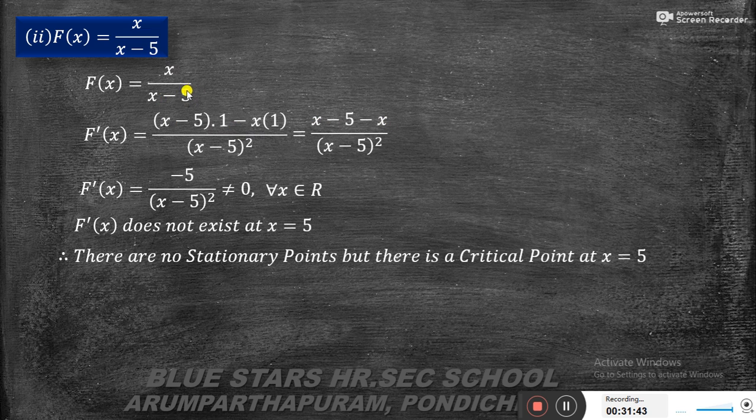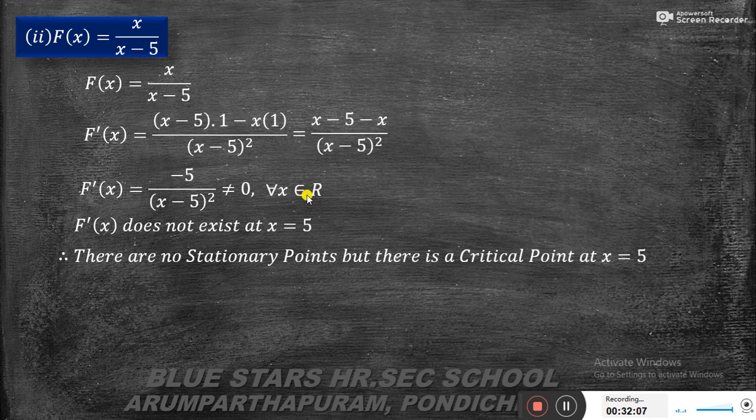So first, taking the square of the denominator, (x minus 5) whole square. In the numerator, you write the denominator x minus 5 and differentiate the x; the differentiation of x is 1. Minus, again, x into the differentiation of the denominator, which is 1. So x minus 5 minus x: the x and minus x cancel, so minus 5 over (x minus 5) whole square. This is not equal to 0.